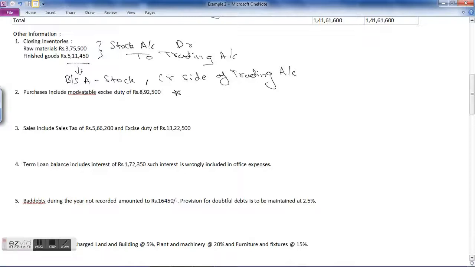Then purchases include MODVATable excise duty of 8,92,500. This we'll see later. All the taxes we have kept pending, we'll see them together. Then sales include sales tax of 5,66,200 and excise duty of 13,22,500. Again, this we'll see later.